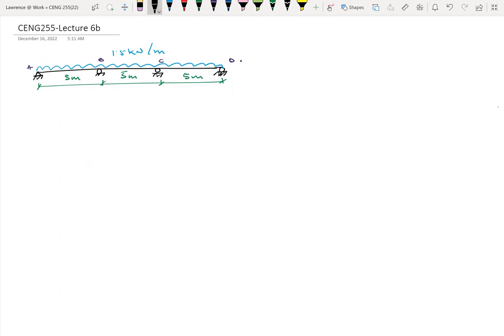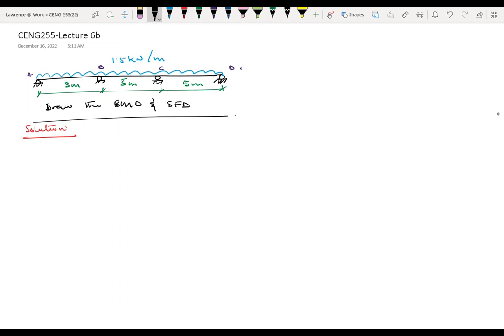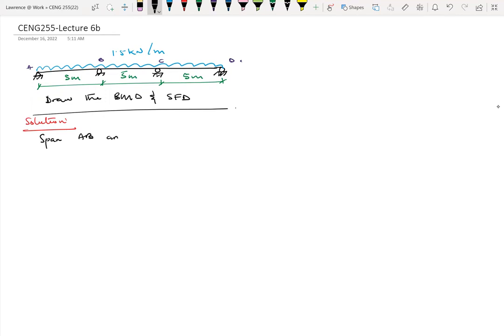So the goal is to draw the bending moment diagram and then the shear force diagram. So that's what we need to do. Let's go with our solution. So here you take three supports. Our goal is to look at span AB and then span BC. If I take those spans, I can draw the bending moment diagram for these two spans. I assume that from here onwards, every span is simply supported.